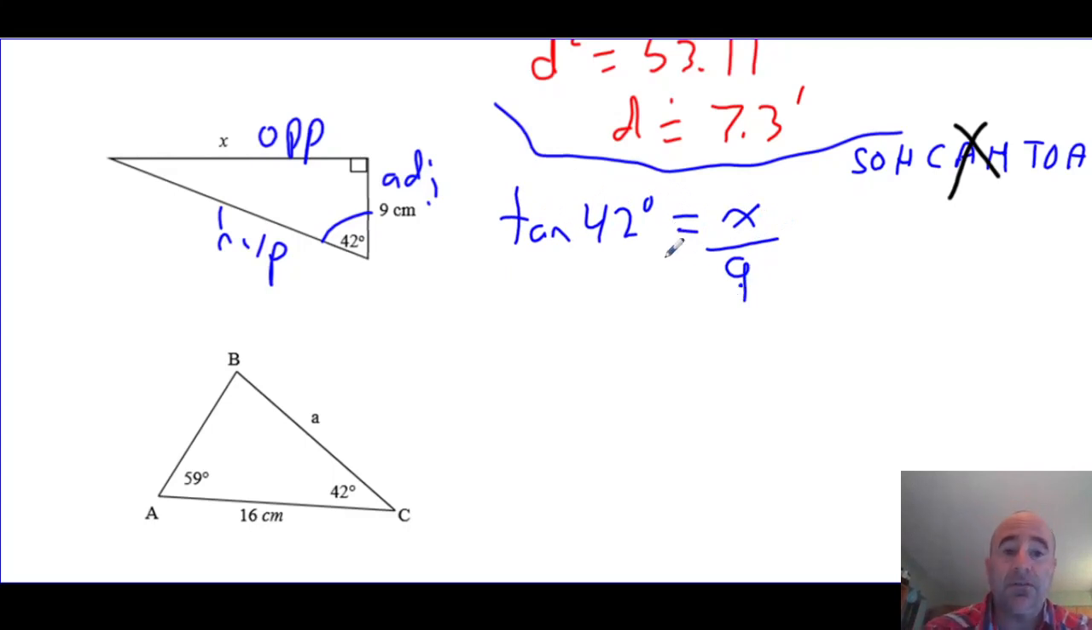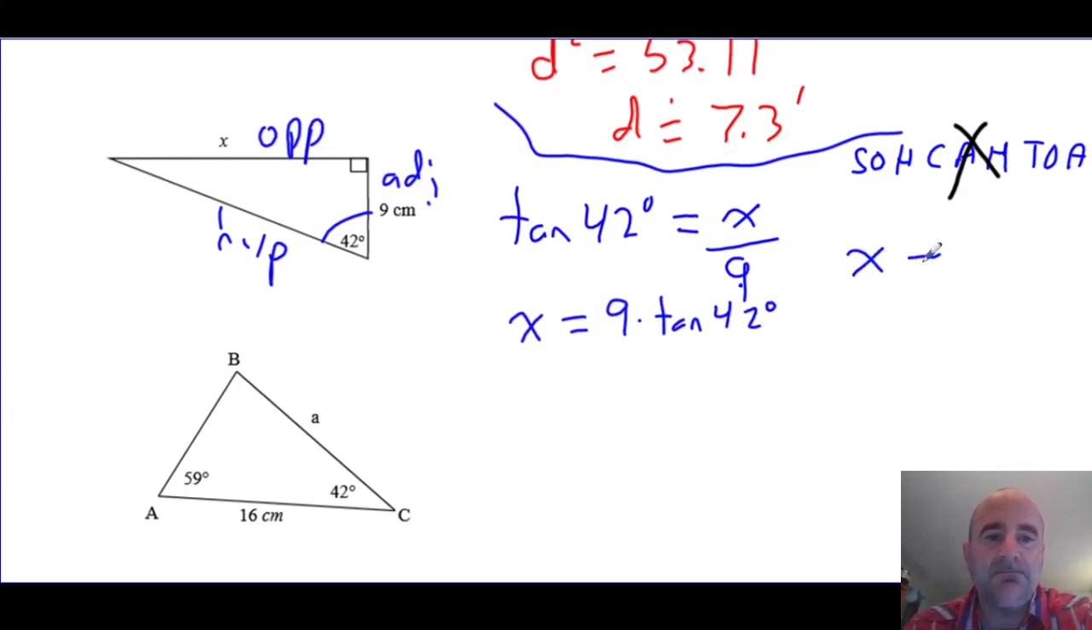Now, how do I solve this? I either put tan 42 over 1 and cross multiply, or I just realize I multiply both sides by 9. The answer is going to be 9 times tan 42. Use my calculator, see what you get there. Gives you about 8.1 centimeters. So there you go. There's an example where you do have the right angle triangle.